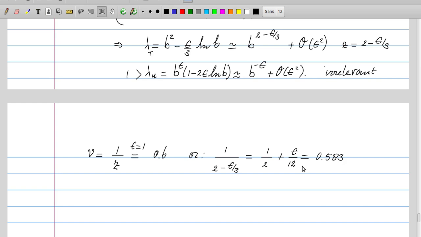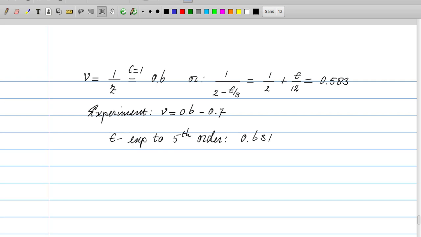And this is the result, which is in fact not so bad if you realize that the experimental value is between 0.6 and 0.7. So you may be tempted to improve on this, to go to higher order in epsilon. It's very hard, it's a lot of bookkeeping, and people have carried out these expansions up to 5th order and considered all kinds of asymptotic expansions. And the best value that people have come up with so far is 0.631, which is way better than the experimental accuracy.